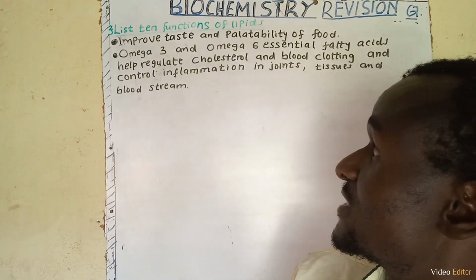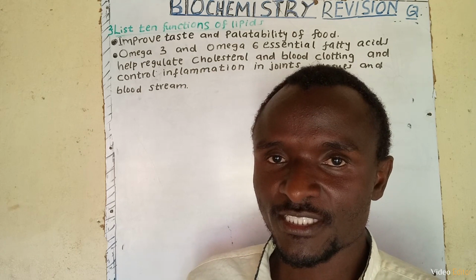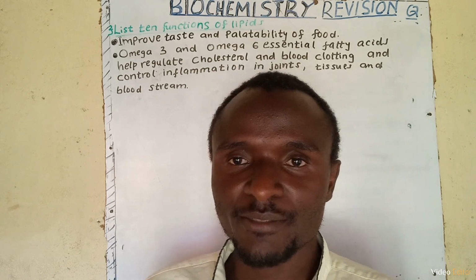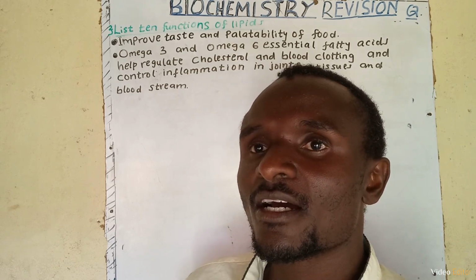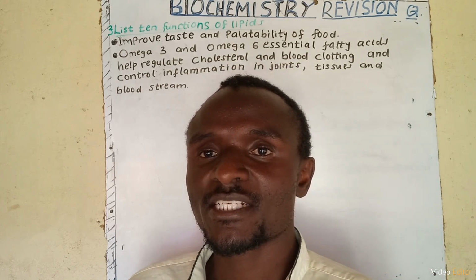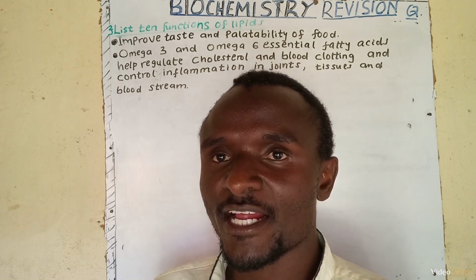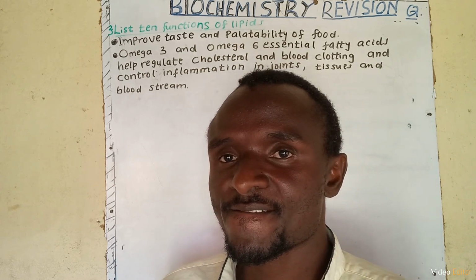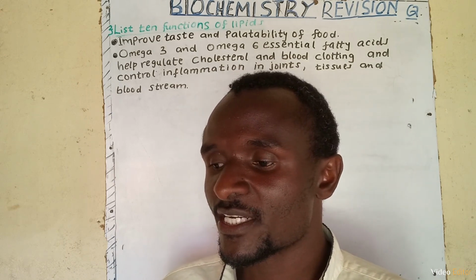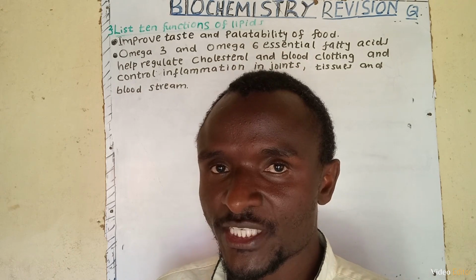Finally, the role of lipids. Number 1, they improve tastes and palatability of food. So without putting lipids in food, the food could be tasteless. Another point is omega-3 and omega-6. They help in controlling blood cholesterol. They also help in reducing inflammation and also blood clotting.